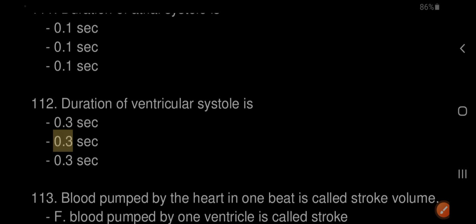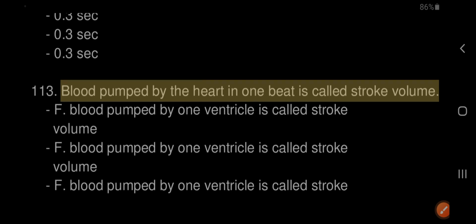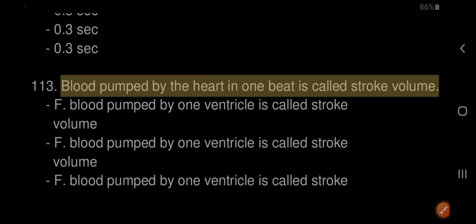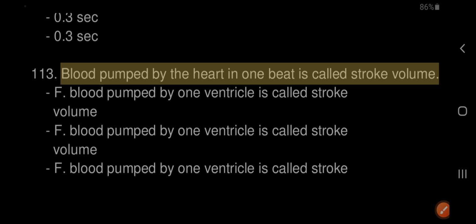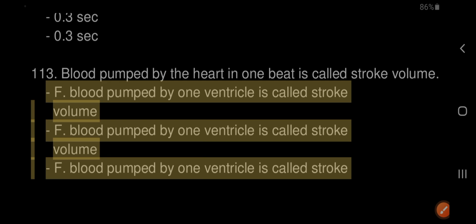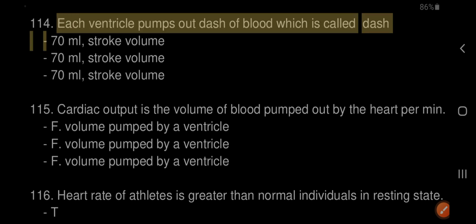113. Blood pumped by the heart in one beat is called stroke volume. False. Blood pumped by one ventricle is called stroke volume. 114. Each ventricle pumps out dash of blood which is called dash. 70 milliliters, stroke volume.